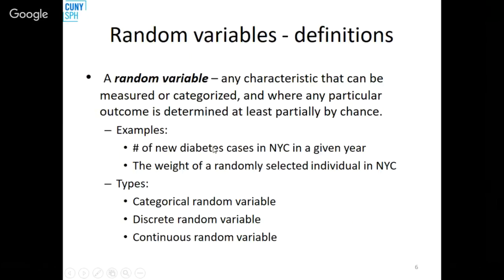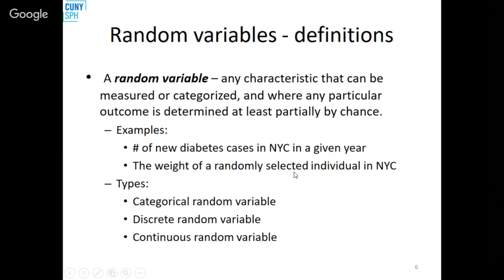For example, the number of new cases of diabetes in New York City in a given year, you can imagine some component of that is deterministic, and you could predict it from year to year based on previous years and maybe on your knowledge of things like the population of the city and changes in exposure or things like this. But at least part of this is going to be determined by chance. You can't know exactly what this number will be in a given year.